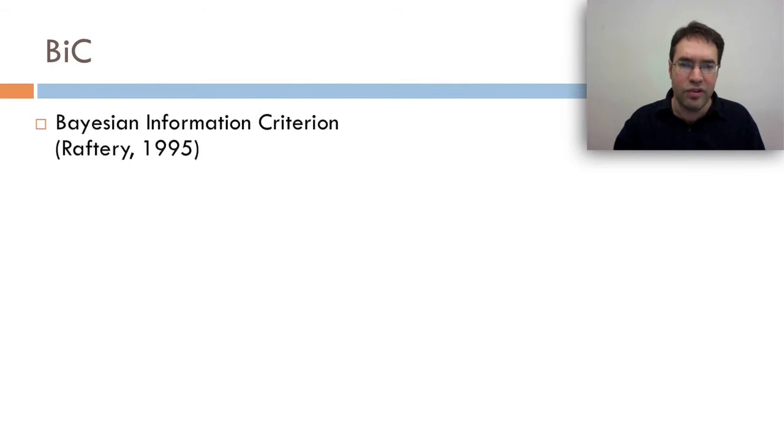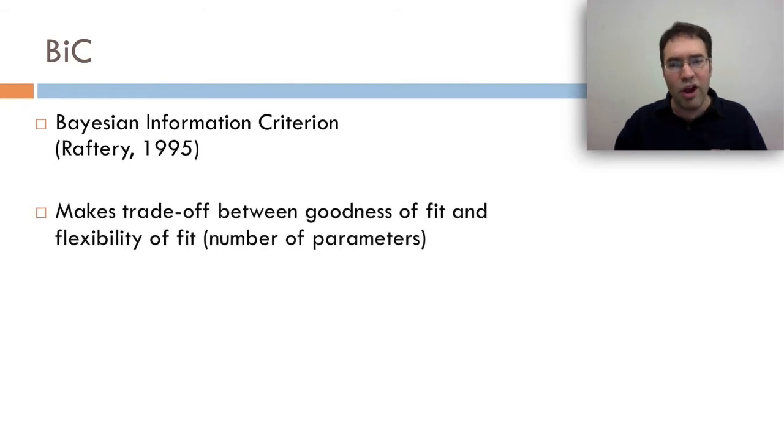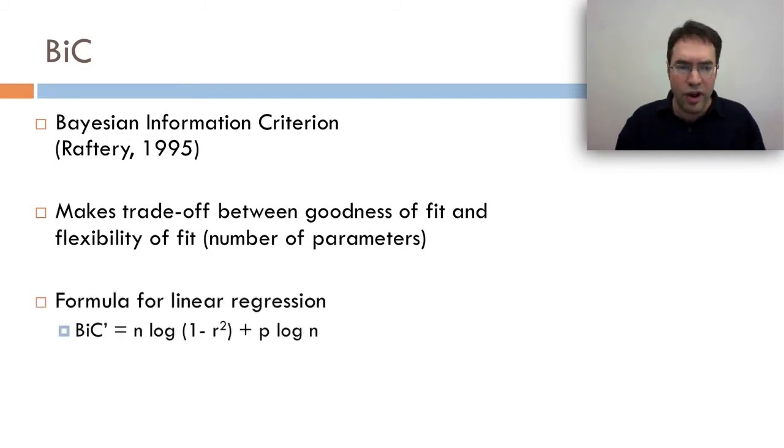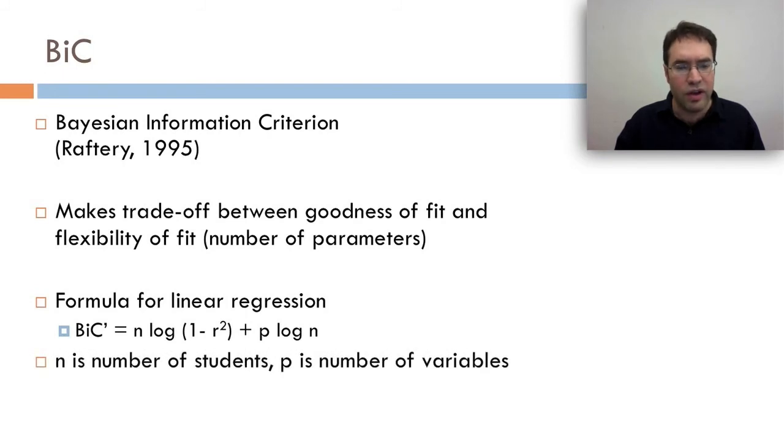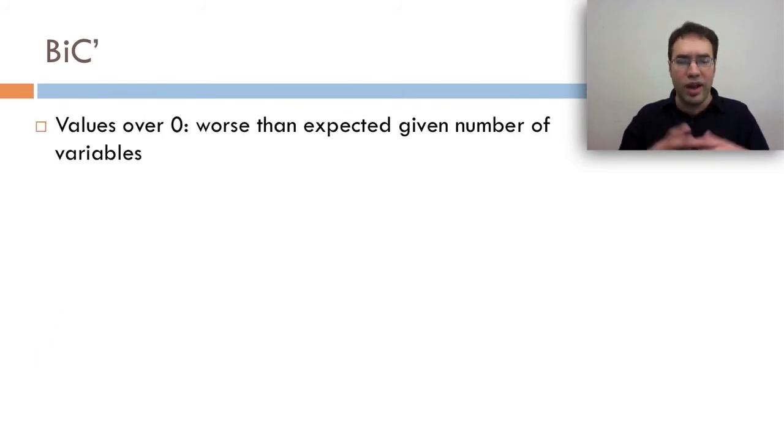BIC, the Bayesian information criterion, makes a trade-off between the goodness of fit and the flexibility of fit, or in other words, the number of parameters. The formula for linear regression, called BIC prime, is a function of your number of students, or number of data points, and your number of variables, and also of your correlation. So BIC prime has some nice interpretability.